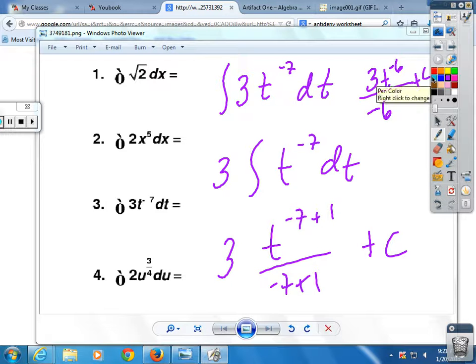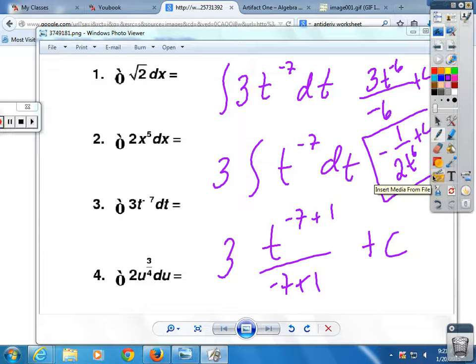And what can we do to make this a little bit nicer? Be 1 over what? 2 to the what? Y'all check and make sure I didn't mess up the exponents.